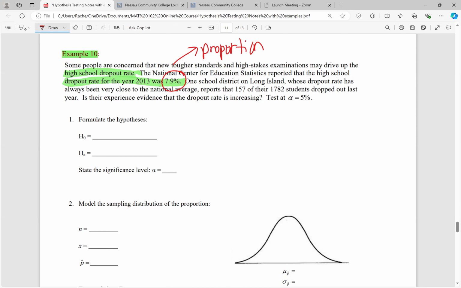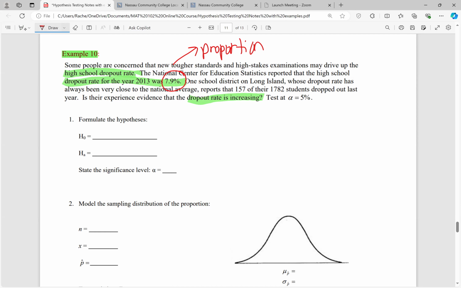So one school on Long Island, whose dropout rate has always been very close to the national average, says that 157 of their 1,780 students dropped out last year. So is this evidence that the dropout rate is increasing? So what are we testing here? We're testing that the rate, the proportion, is going up, is increasing, right?